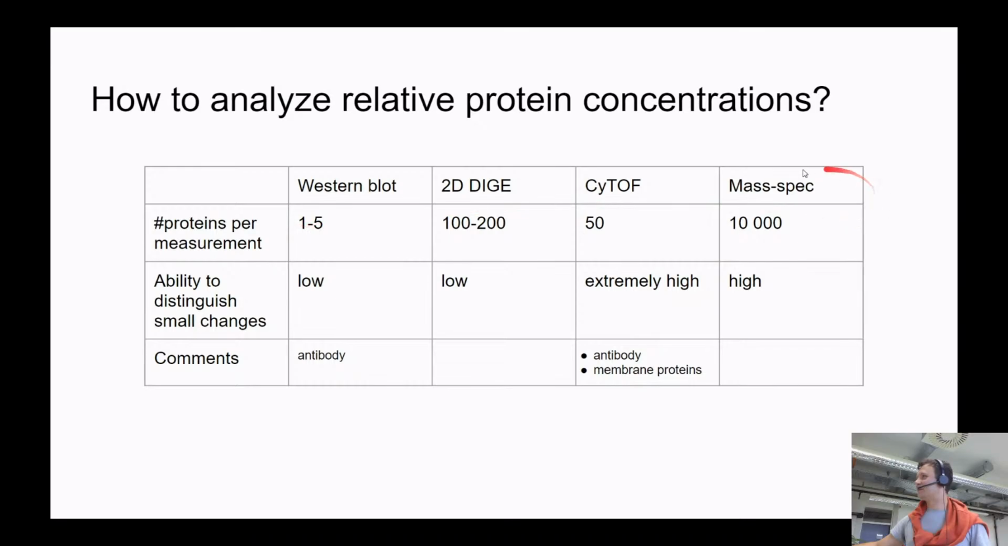Another method, mass spectrometry, of course has one of the biggest advantages compared to all the methods we just discussed: up to modern standards, it can really measure the expression of up to 10,000 proteins or even more. And this is done very reliably, especially with the DIA method, which we're going to cover today as well.